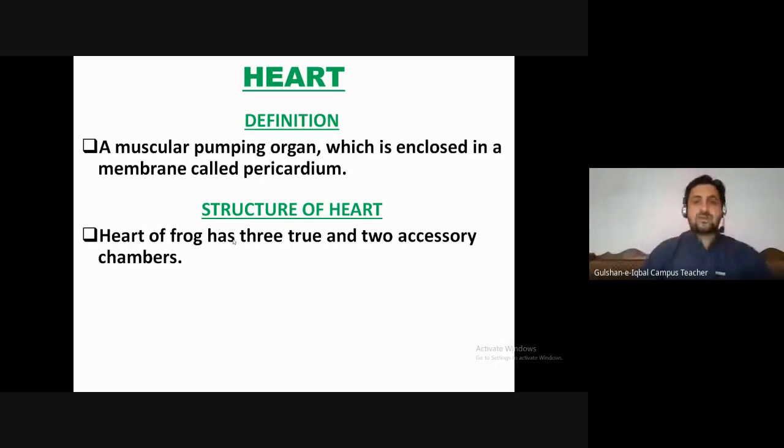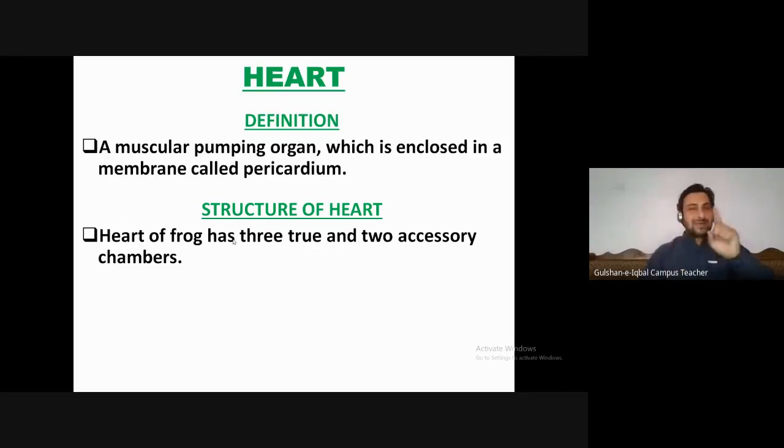Frog heart is basically three true chambers, okay, and two accessory chambers present in them. So in total, they have five chambers, but when we talk about true chambers, the true chambers are three.